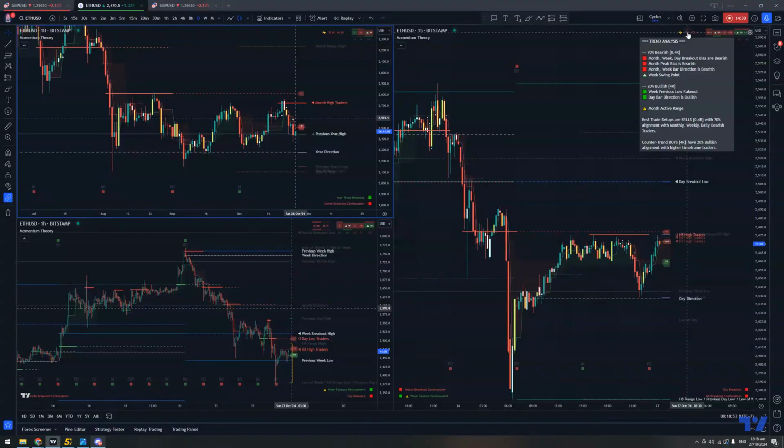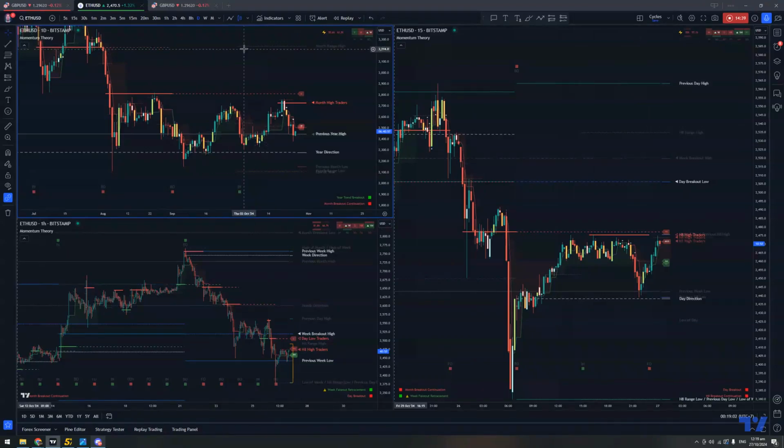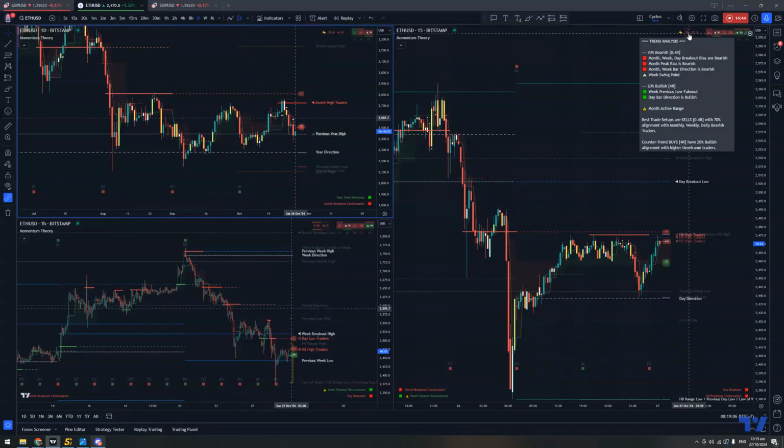And yeah, so I have all that information. Tells me if I'm in a range there. So it tells me that there's an active range on the monthly, so I've got to be careful about that. I can see it on the chart as well, month range high, month range low. And then at the bottom there, best trade setups are sells.